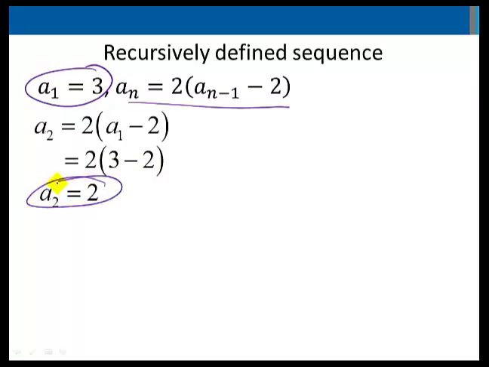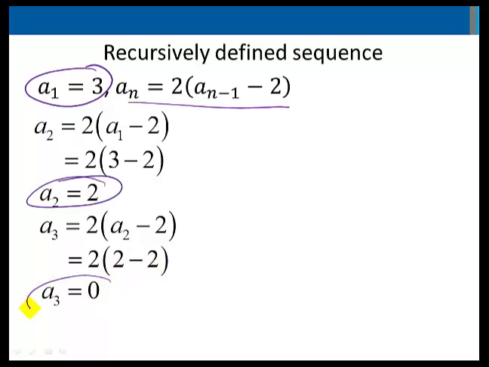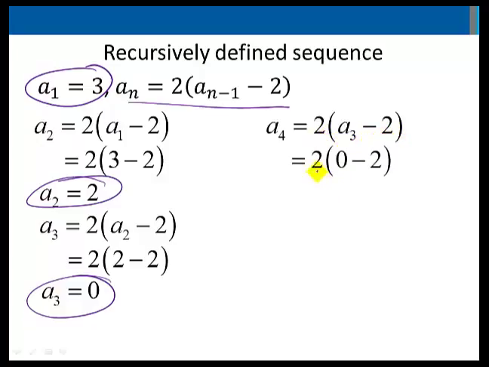Next, to find A sub 3, we replace n with 3. We have A sub 3 equals 2 times A sub 2 minus 2. A sub 2 is 2, so A sub 3 will be equal to 2 times 2 minus 2, or 0. To find A sub 4, we replace n with 4, so A sub 4 is equal to 2 times A sub 3 minus 2, which is 2 times 0 minus 2. A sub 4 equals -4.